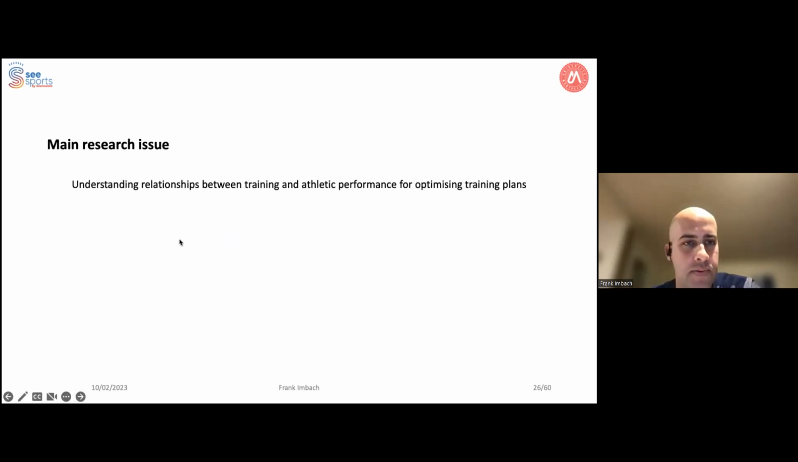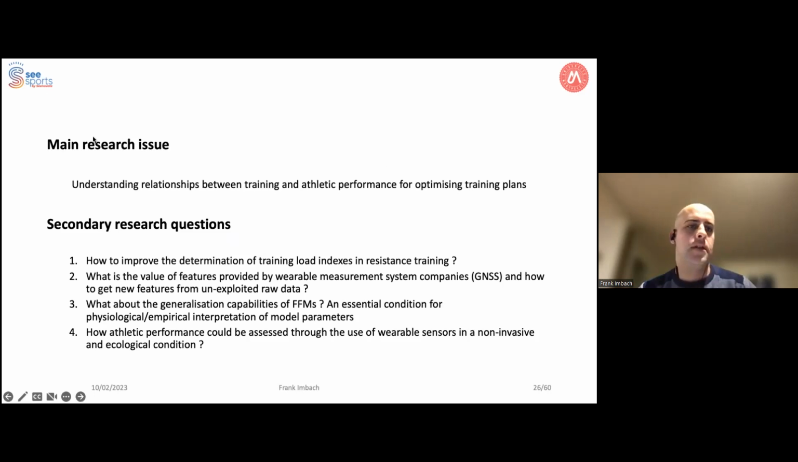So now I will drop some questions. One main question on the main research issue, which is understanding relationships between training and athletic performance for optimizing training plans. And four secondary questions: how to improve the determination of training indexes in resistance training? What is the value of features provided by GNSS, or more largely wearable measurement system companies, and how to get new features from exploited raw data? What about generalization capabilities of fitness-fatigue models, an essential condition for physiological empirical interpretation of model parameters? And the last one, how could athletic performance be assessed through the use of robot sensors in a non-invasive and ecological condition?